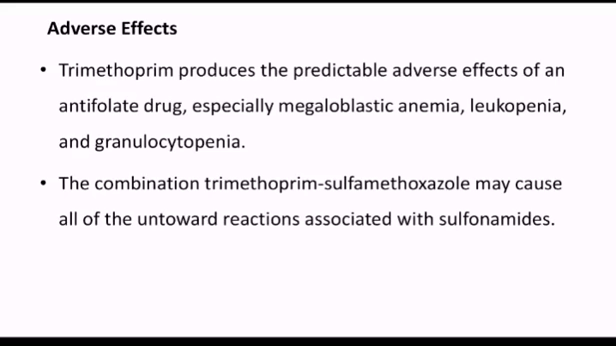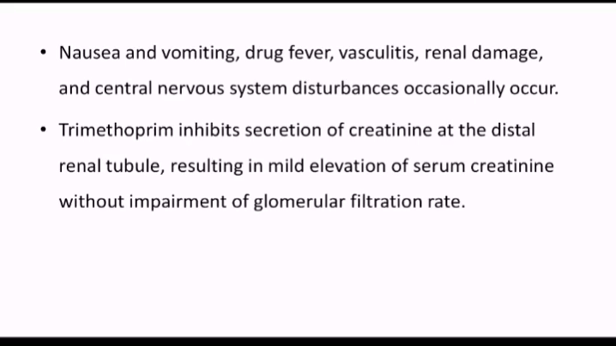Side effects of trimethoprim: it produces adverse effects of an antifolate drug, especially megaloblastic anemia, leukopenia, and granulocytopenia. The combination trimethoprim-sulfamethoxazole may cause all of the unwanted reactions associated with the sulfonamides. Nausea, vomiting, drug fever, vasculitis, renal damage, and CNS disturbances can occur. Trimethoprim inhibits the secretion of creatinine at the distal renal tubule, resulting in mild elevation in serum creatinine without impairment of glomerular filtration rate.